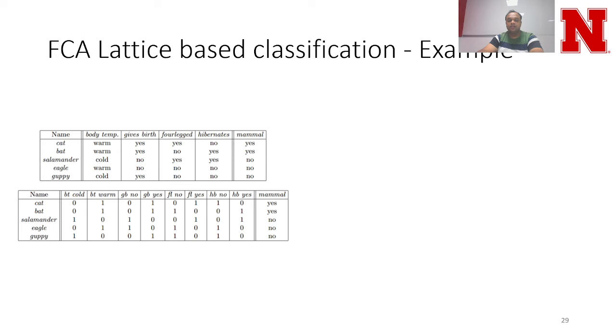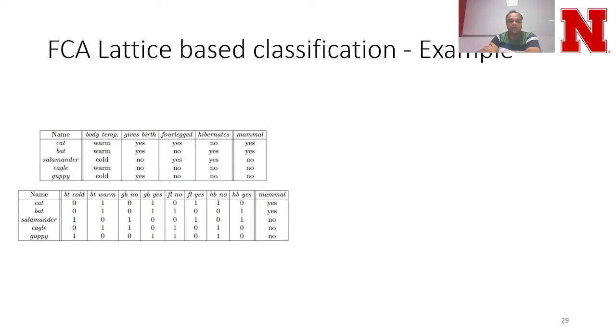So to start with, let's see a naive algorithm, or a very basic example of how we can use FCA or the FCA lattice to classify some of the data. Let's say we have this original context which we took some time back, wherein we have a set of creatures as objects: cat, bat, salamander, eagle, and guppy. And we have body temperature, gives birth, four-legged, and hibernates. But then we also have additional information, which is which class each creature belongs to.